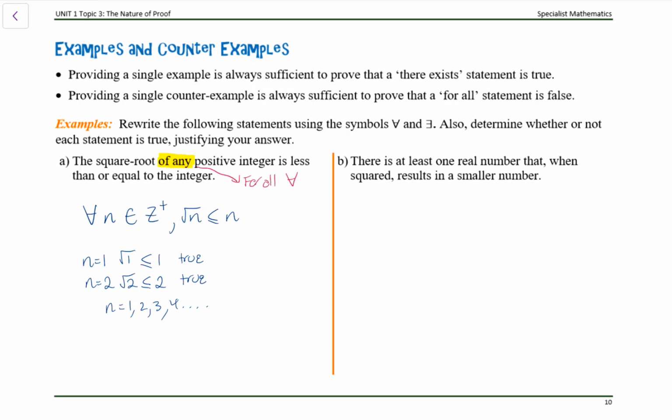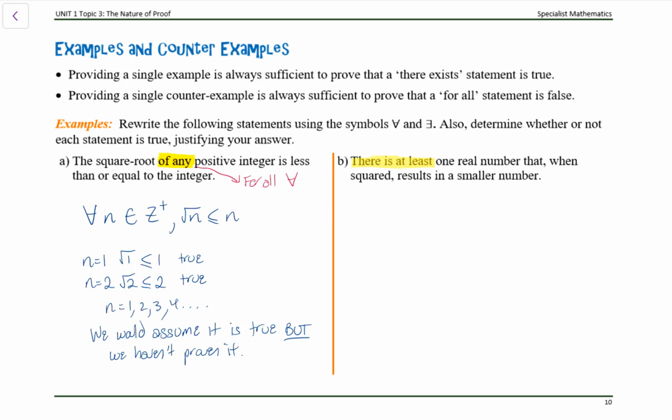Now that would continue for n equal to 1, 2, 3, 4. Keep going. We don't know what's going to happen for infinity, but we would assume that it is true. But note, we haven't proven it, because we've only shown it for certain values. We haven't proven it. Let's look at the next one.